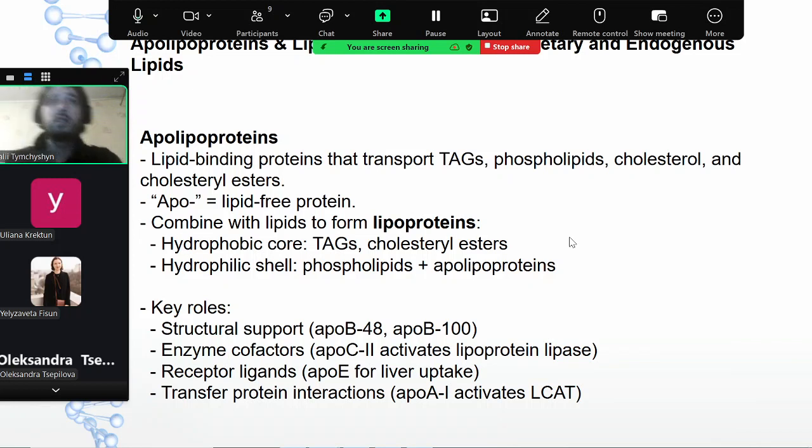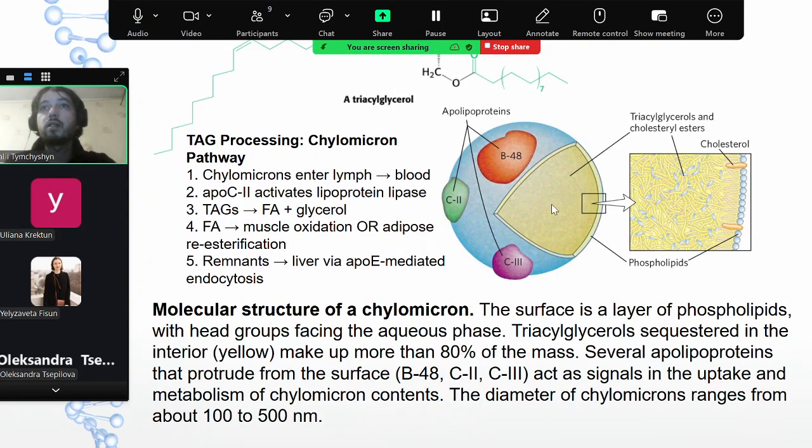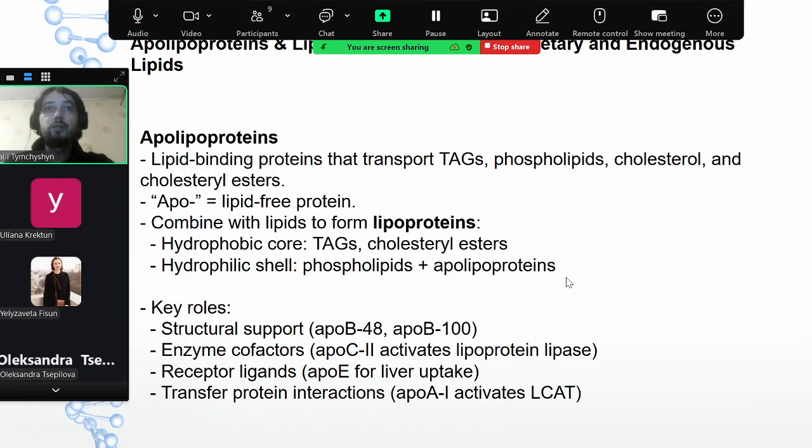Apo means lipid-free protein. Combined with lipids, they form lipoproteins. So there is some sort of hydrophobic core, so triacylglycerols and cholesterol esters, and a hydrophilic shell that contains phospholipids and apolipoproteins. So that's what you have seen in these slides. So hydrophobic core and hydrophilic shell. And they perform some sort of structural support.